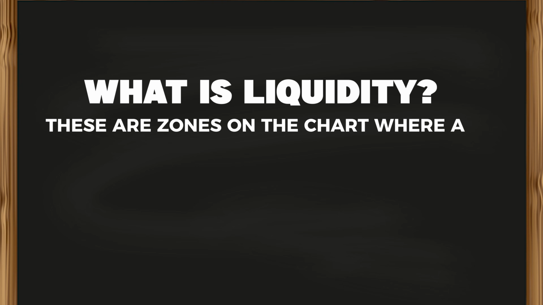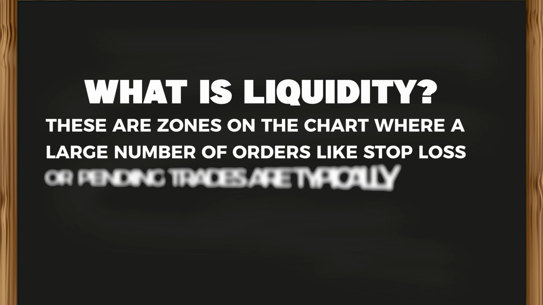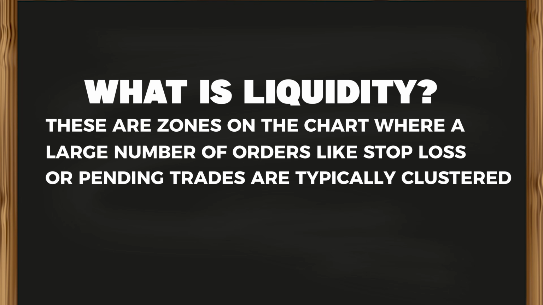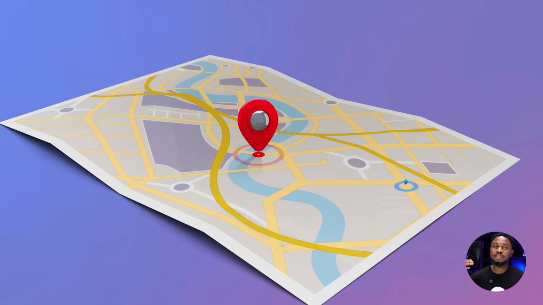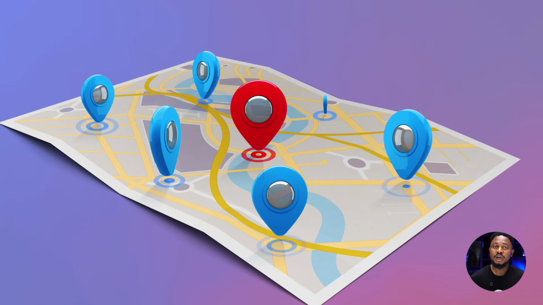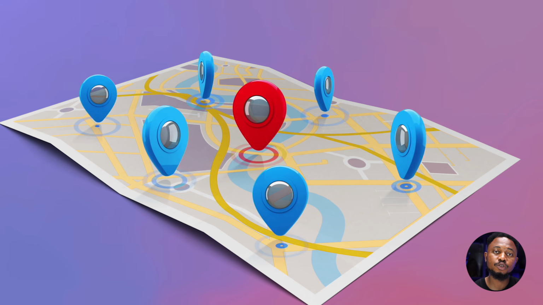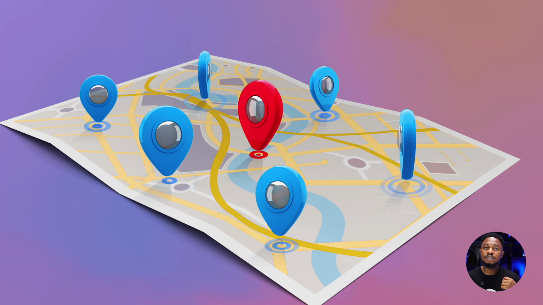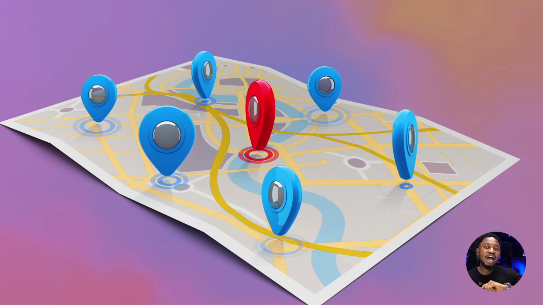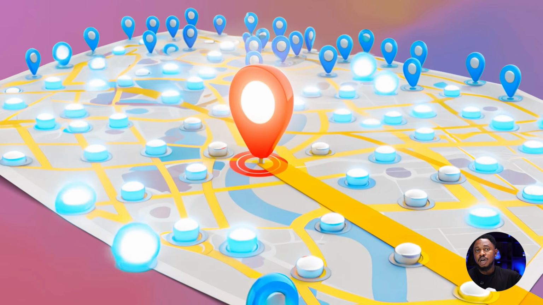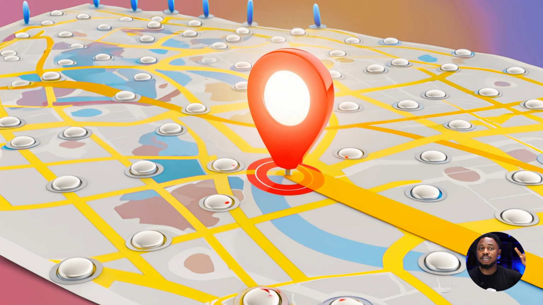Now let's get started. What is liquidity? These are zones on the chart where a large number of orders, like stop losses or pending trades, are typically clustered. A simple illustration of what liquidity means: let's say I created a supermarket in an area where just 5 persons live. Not a lot of persons come to buy things from our supermarket, right? For me to get more customers and make money, I need to relocate my supermarket to another area where thousands of people live. The moment I do that, I'm basically going to the places where there is a lot of money and a lot of persons that will patronize me. And that is the basic analogy of what liquidity is all about.